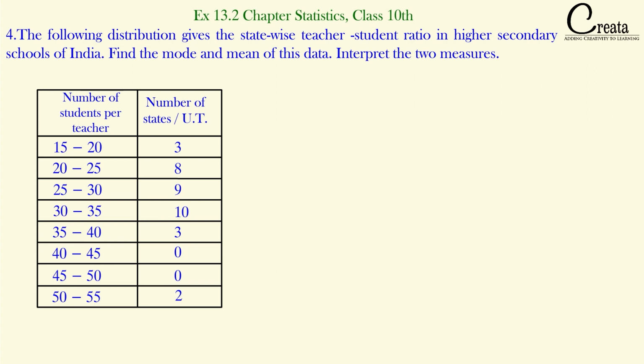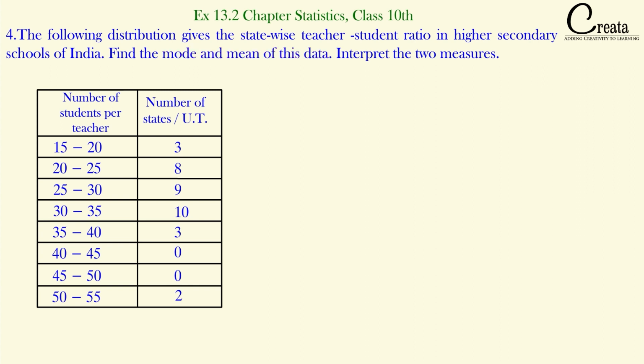Now the question is, which is good? The first row it is good or the last row it is good? The number of students per teacher, it should be on the higher end or the lower end. Think and tell me in the comments which is good, the first row or the last row. Let's move further. In this question, we have to find the mode and the mean of the data and also do the interpretation of the result.